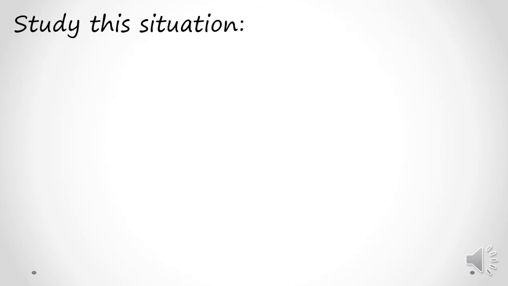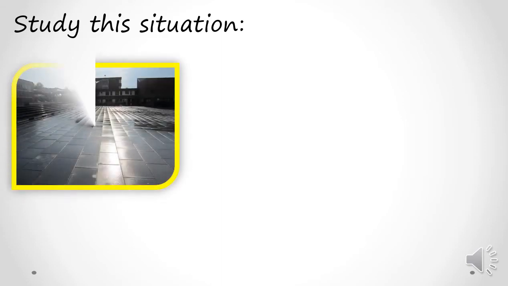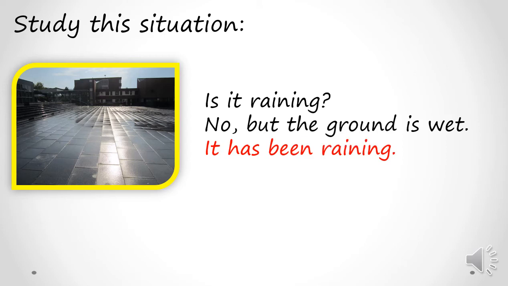Let's study the situation. Look at the floor. What can you see? Yes, we can see water. Is it raining? Now, it isn't. But the ground is wet. That means it has been raining. Maybe it just stopped.